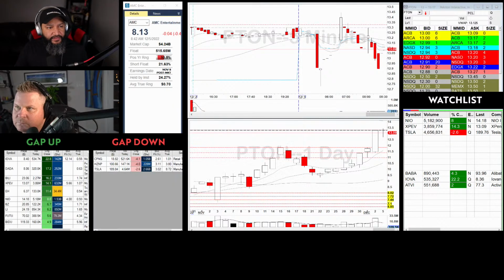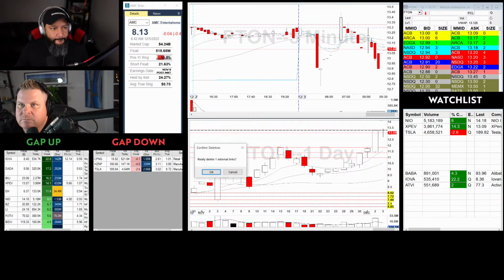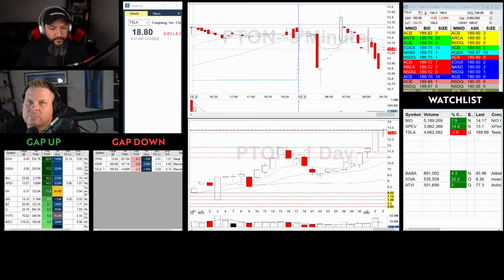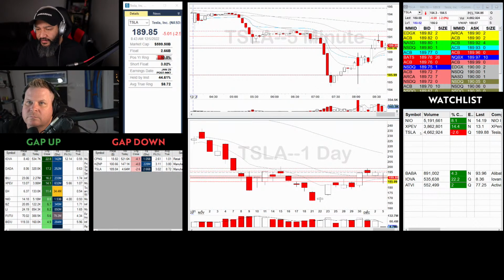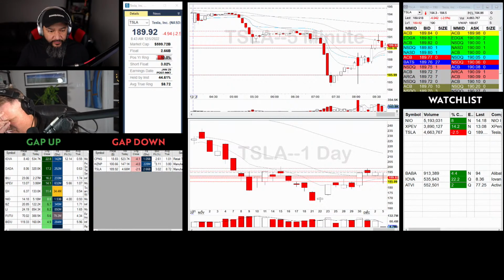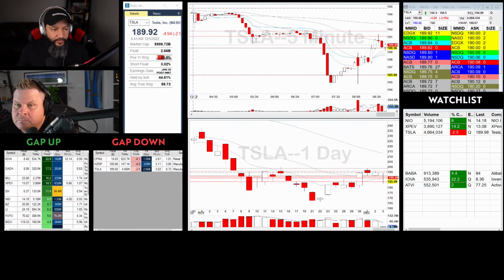All right, let's resync this stuff up. Make sure everything is looking good here. All right, so Piton is gone, and we'll link this up again with our trade ideas. Okay, perfect. And Tesla we have on deck. So right now it's just three guys: Neo, XPEV, and Tesla, all car makers. And then towards the bottom we got Baba, IOVA, and ATVI, just some ones that have some good volume and activity at the moment.